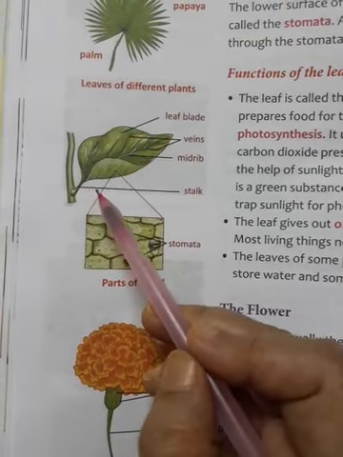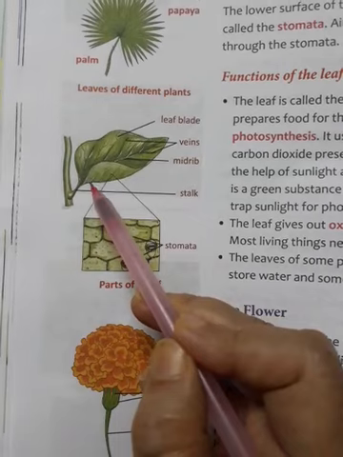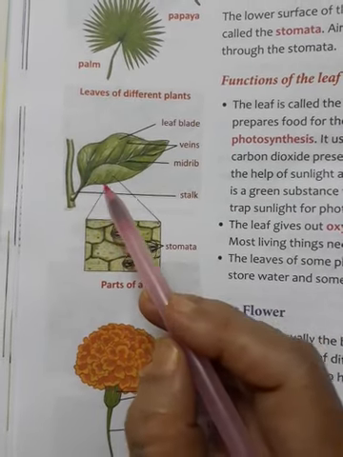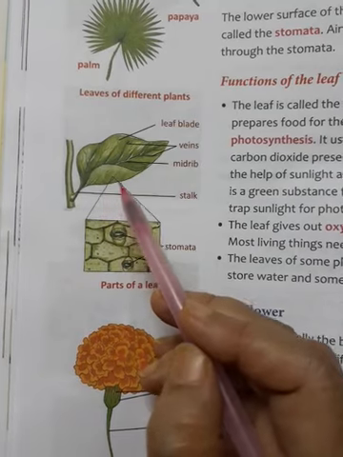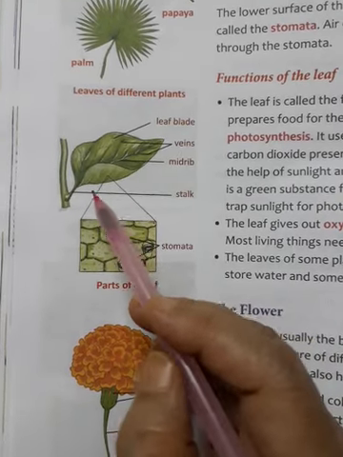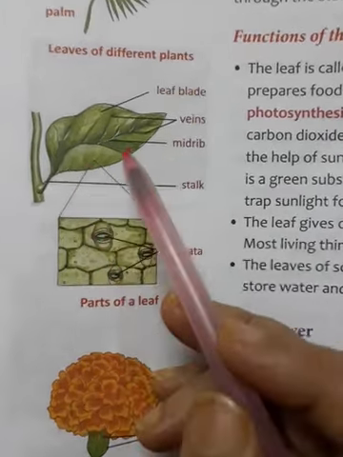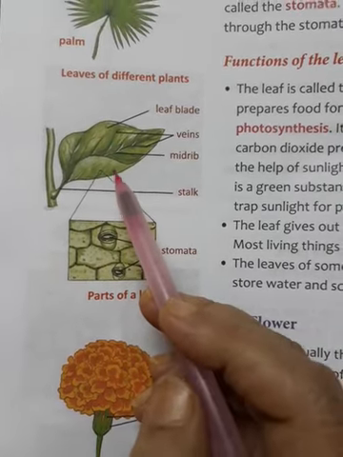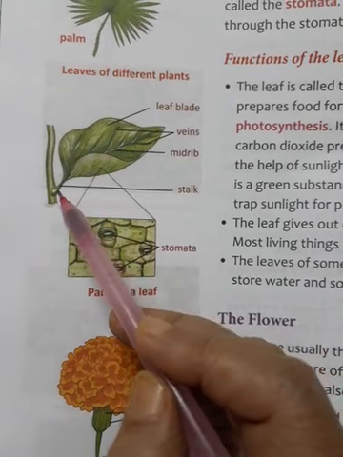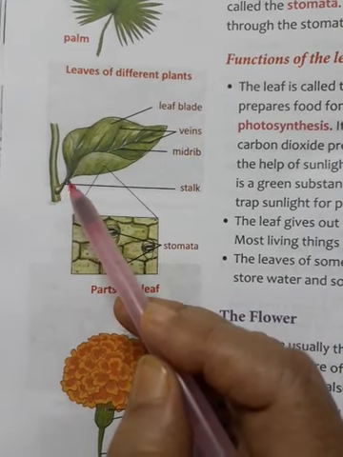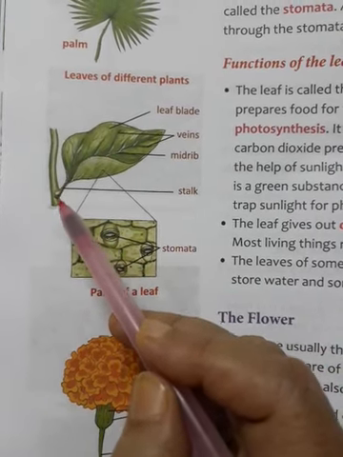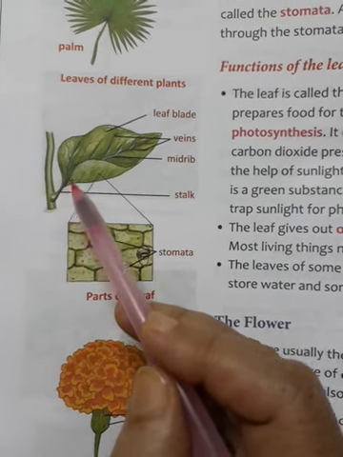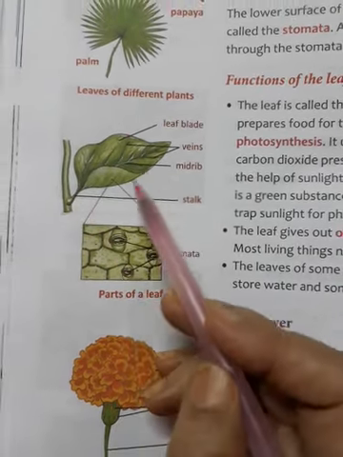In the undersurface of the leaf there are millions of small holes called the stomata, through which the leaf takes in oxygen for respiration. Also, the leaf is attached to the stem by a thin stalk. It is called the stalk of the leaf. So, these are the parts of the leaf.